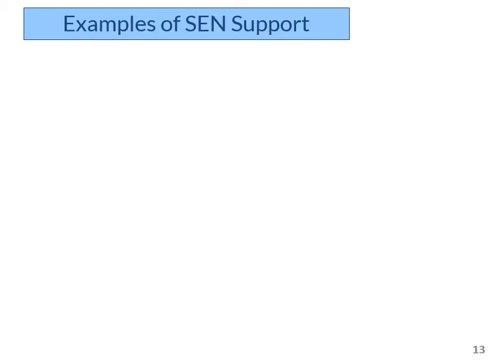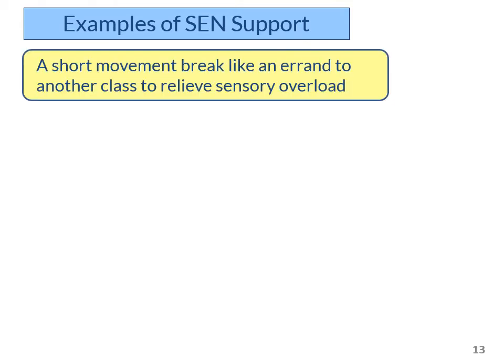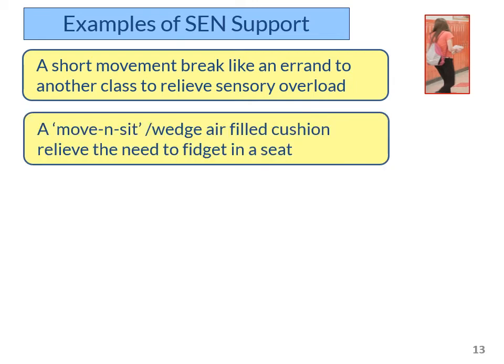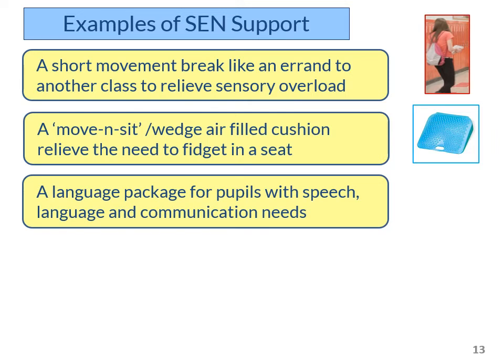Let's look at a few examples of support for different types of SEN which could be reasonably explored with school at this stage. A short movement break, like a real or staged errand to another part of the school, is a well-used strategy which can help relieve sensory overload for a pupil with sensory processing needs. A move and sit or wedge air-filled cushion might help relieve the need to fidget in a seat for some pupils.